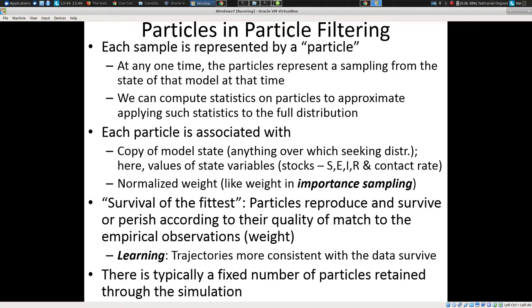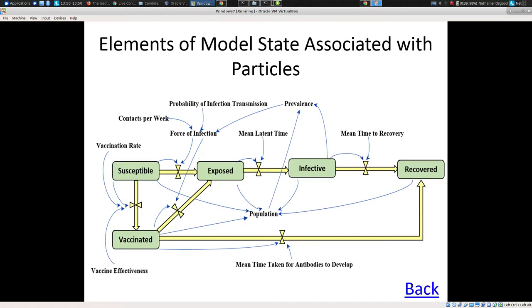So each particle is associated with a copy of the model state, a complete rendition of every state in the model, every stock in the model, what the value is, and there's the survival of the fittest. Particles that are not consistent die out. There's a process known as resampling that actually kills them off. Particles that are consistent with the evidence are multiplied. They're fruitful, and they multiply within the model. Trajectories consistent with the data survive. And so the model gets honed, increasingly sharpened in its estimate of the underlying state and of evolving parameters. Typically, there's a fixed number of particles, and those particles that die out get replaced by particles that get multiplied.